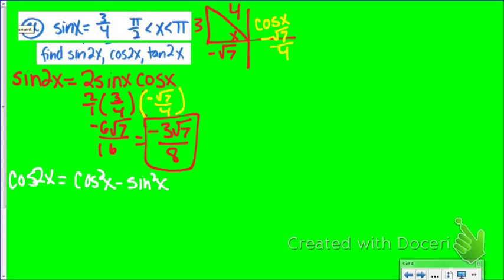So the cosine of x we already found. That was negative square root of 7 divided by 4, and that value will be squared. Sine of x I already knew as well. That was given. That's 3/4, and that's also going to be squared.